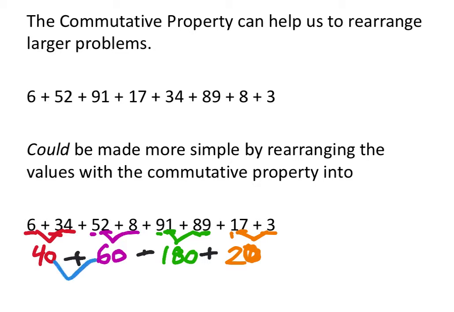40 plus 60 is 100. And then 180 and 20, the 8 and the 2 makes up another 10. That's 200 right there. So when we add these together, we get the total of 300.